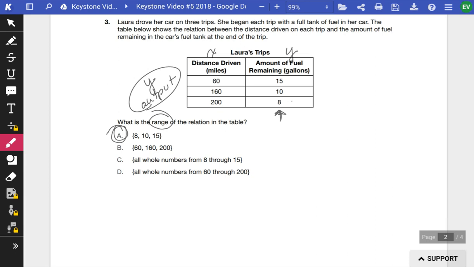B happens to be the input. Another name for input is domain. C could have been the range if we had specified that there might be other values, but in this case it just said the relation in the table. Okay, so A would be the correct answer for this one.